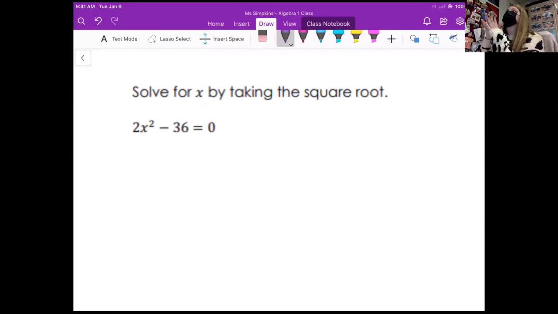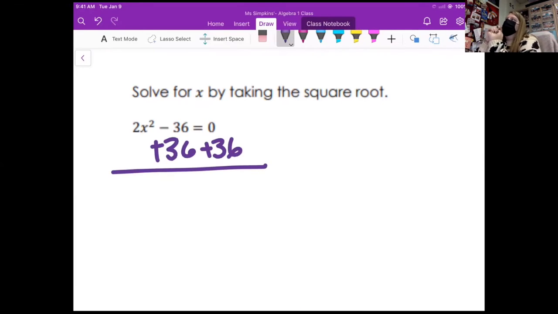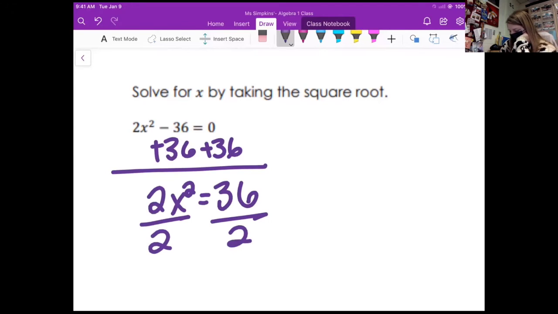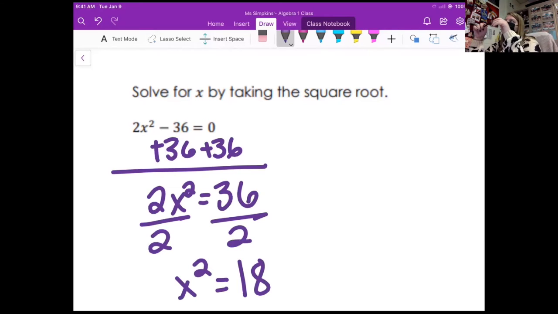Okay, so 2x squared minus 36 equals 0. So again, the goal is to get x by itself. So the first thing I would do is add 36. So that would give us 2x squared equals 36. Then x squared is being multiplied by 2, so we want to divide both sides by 2. So x squared equals 18. Okay, we want to take the square root.